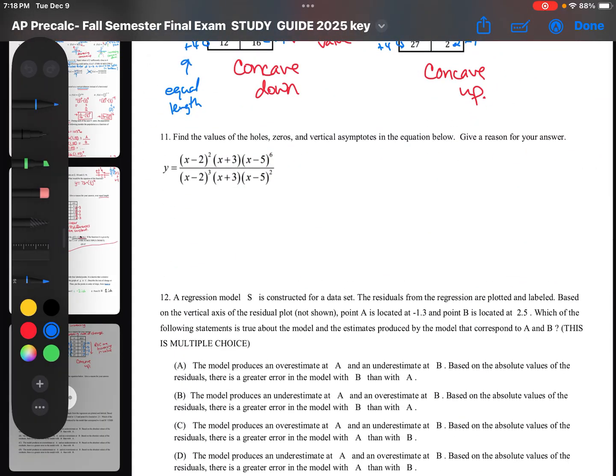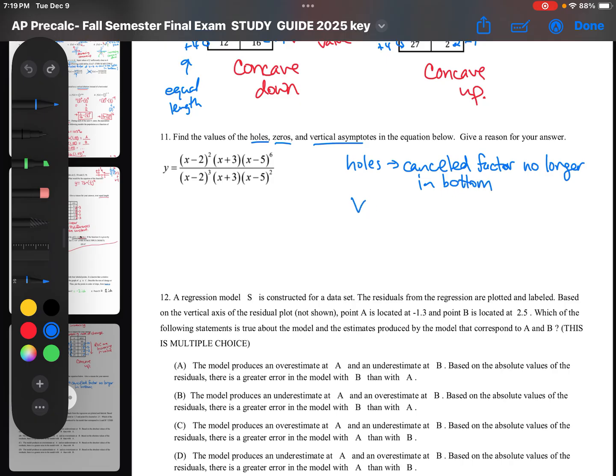Okay, on the next one, it says find the values of the holes, zeros, and vertical asymptotes. Okay? All right, before I do this, let's define them. So holes: canceled factor, no longer in bottom. Okay.